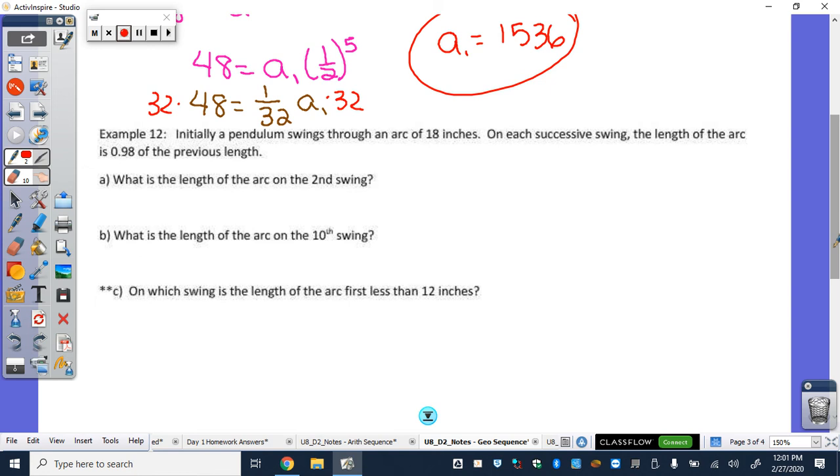Initially, a pendulum swings through an arc of 18 inches. On each successive swing, the length of the arc is 0.98 of the previous length. 0.98 is telling us that it's a percentage, so it's 98% the length of the other one, so that's how we know it's geometric. So they want to know what is the length of the arc on the second swing. So first swing was 18 inches. Multiply it by the 0.98. How long was the second swing? 17.64.